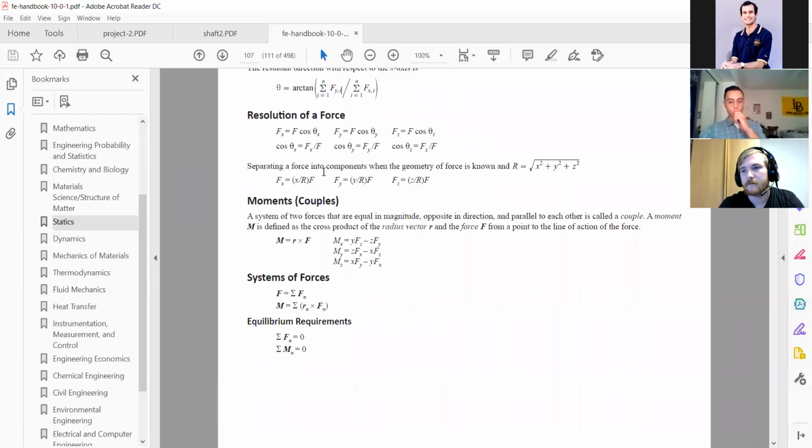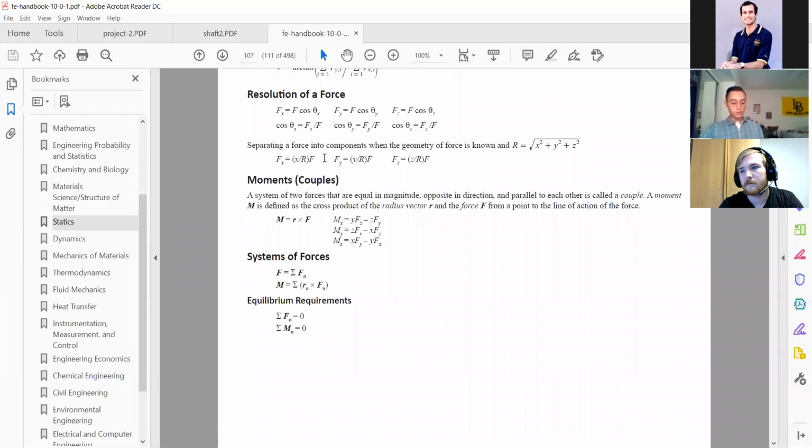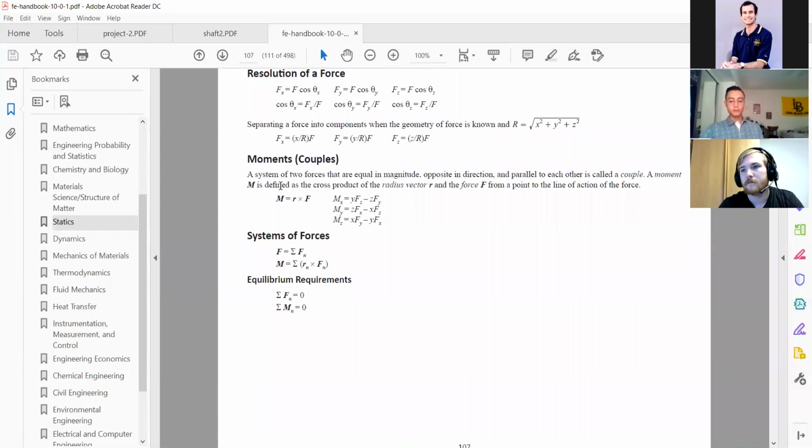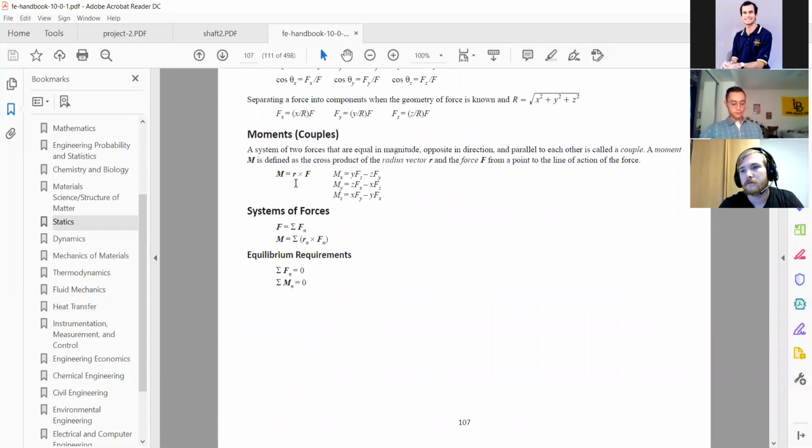A lot of this stuff, at least here in the beginning, is maybe intuitive to you. You may not need a reference for small things like this. Moments as well, R cross F. A lot of these problems for statics deal with finding moments, summing of moments around specific points, axes, or structures. So that's pretty important as well. Systems of forces and equilibrium requirements for a system to be in static equilibrium.